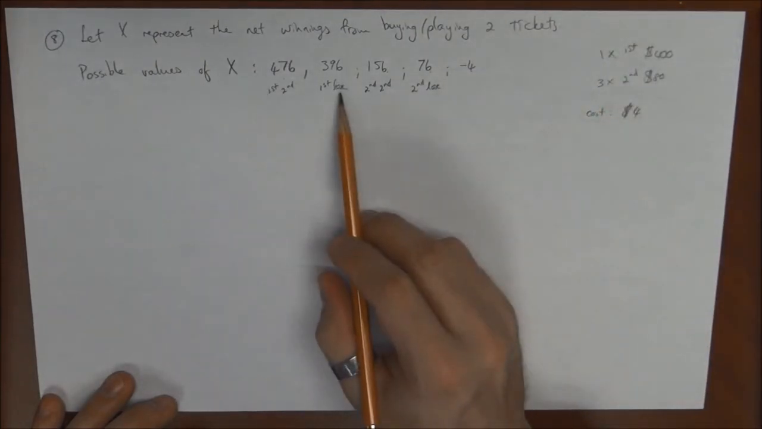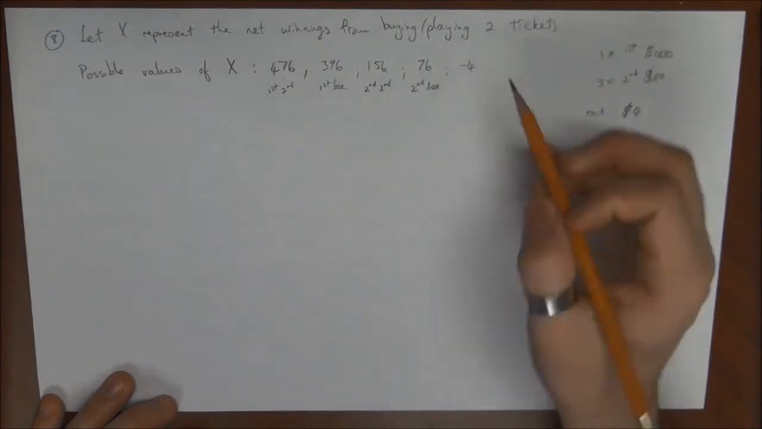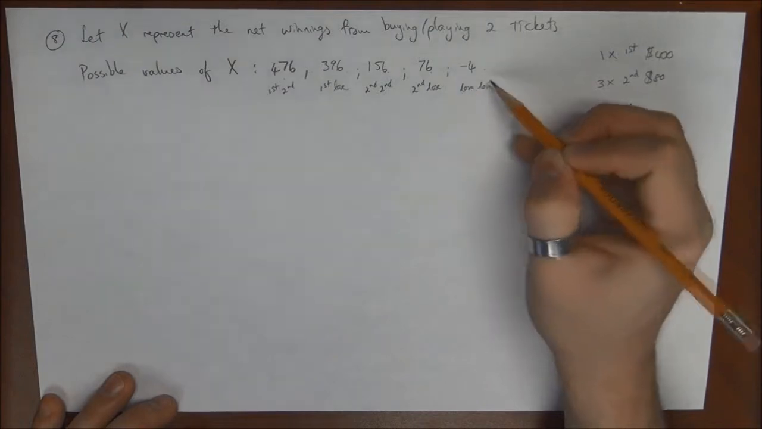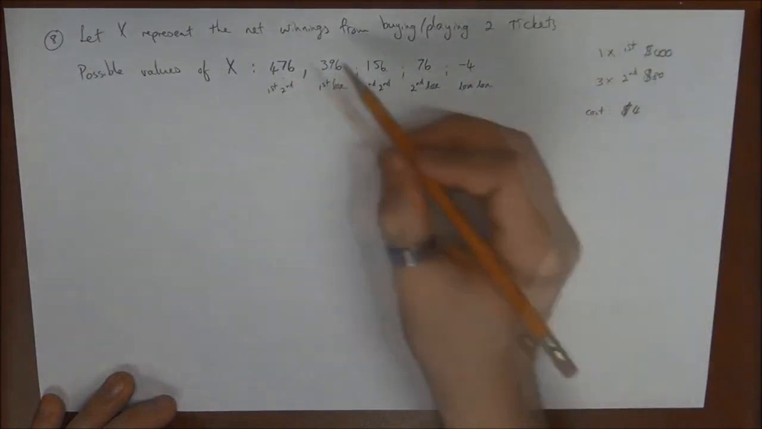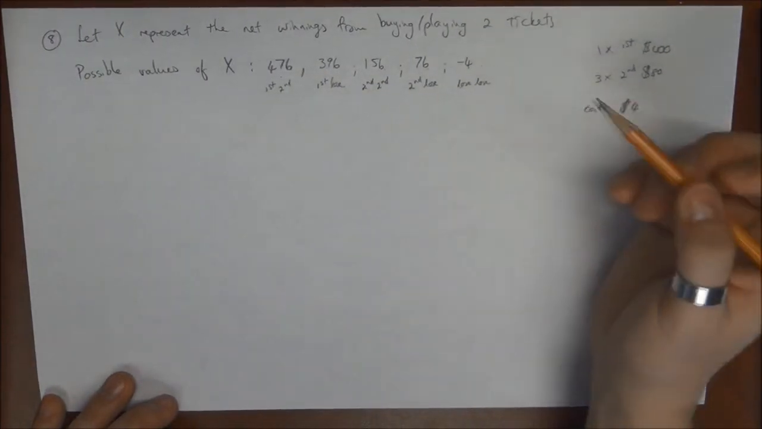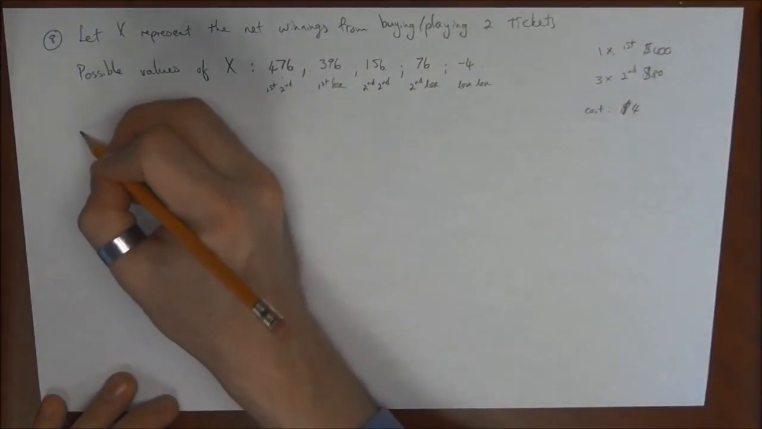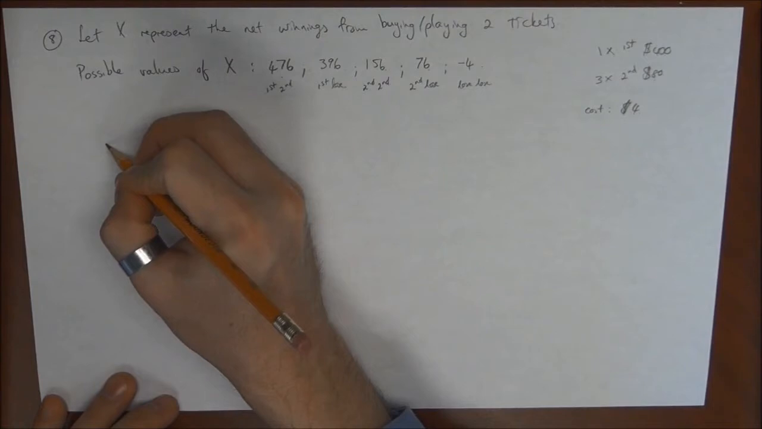So again, I have lose with everything. Lose with first, lose with second, lose with lose. So these are all the possible values of x. It doesn't matter if they're not in order, as long as I have them all. So the next step is to find the distribution.